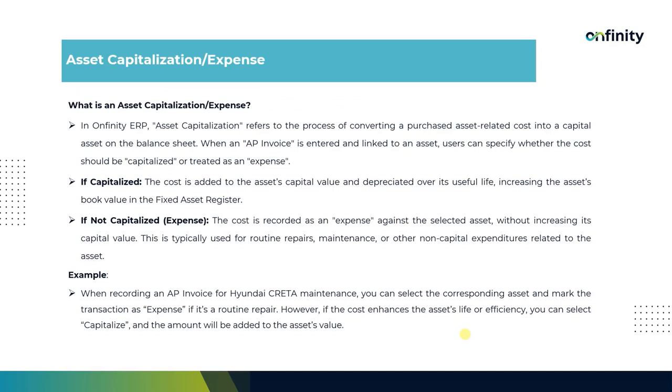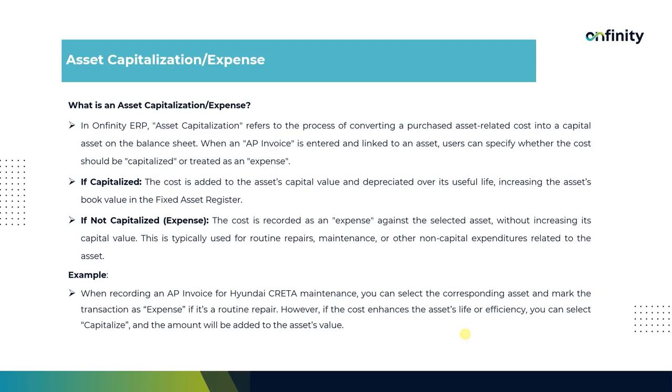In Onfinity ERP, asset capitalization refers to the process of converting a purchase-related cost into a capital asset on the balance sheet. When an AP invoice is entered and linked to an asset, you can specify whether the cost should be capitalized or treated as an expense. If capitalized, the cost is added to the asset's capital value and depreciated over its useful life, thereby increasing the asset's book value in the fixed asset register.